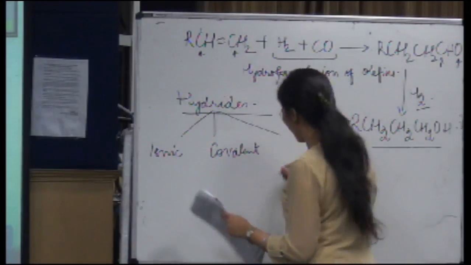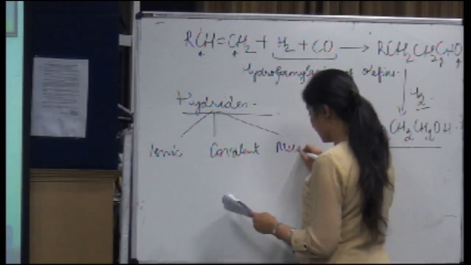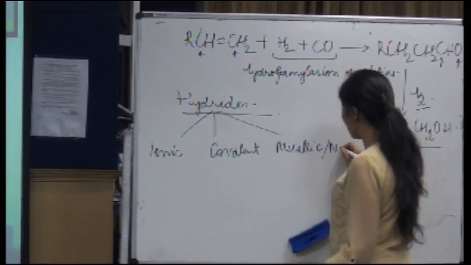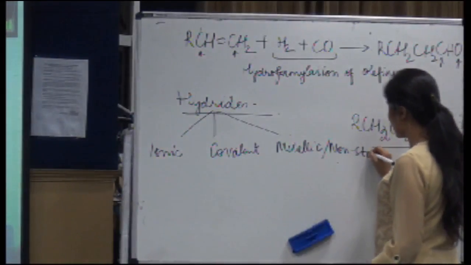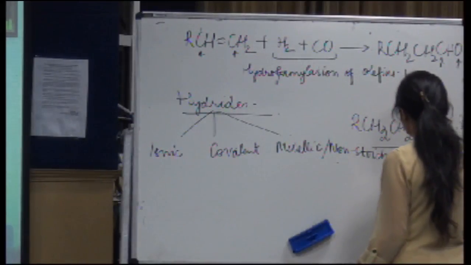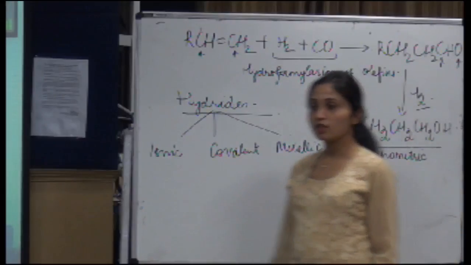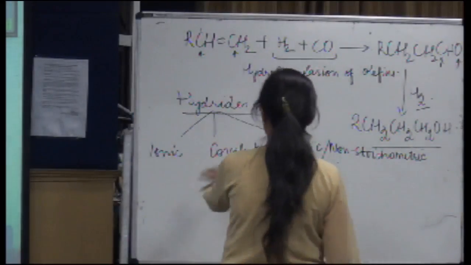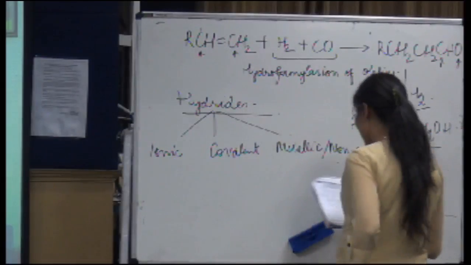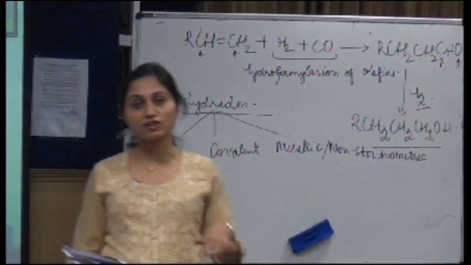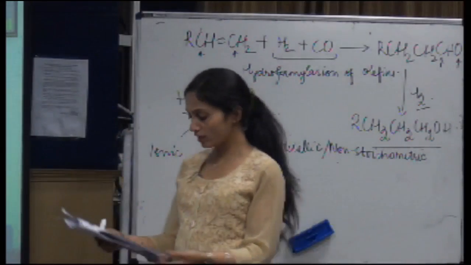And then you can have metallic hydrides, or as somebody said, interstitial, or non-stoichiometric hydrides. So you can have different types of hydrides: ionic hydrides, covalent hydrides, and metallic or non-stoichiometric hydrides. I'll just take up the examples and you will understand it all.